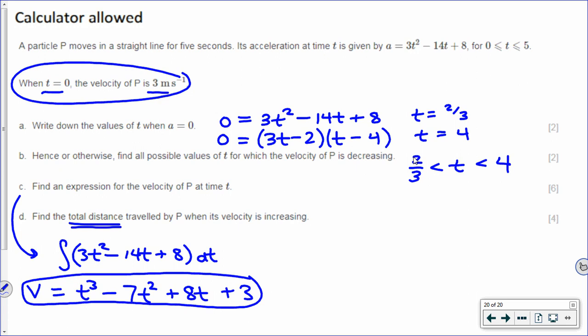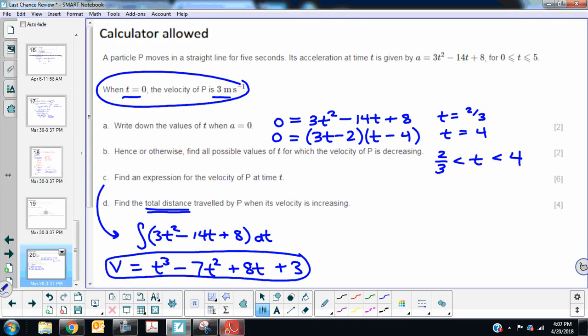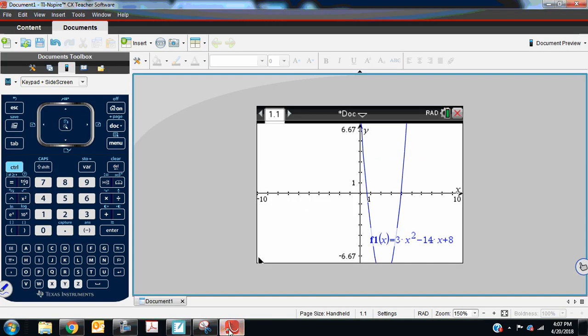And we're also going to have to use boundaries on that integral. And the boundaries are going to have to be when the velocity is increasing. So we're going to have to go back up to the graph that we had on the calculator and look for where velocity would be increasing. So velocity is increasing when acceleration is positive, and that looks like before time 2/3, so from 0 to 2/3 seconds, and after 4 seconds, so between 4 and 5 seconds.